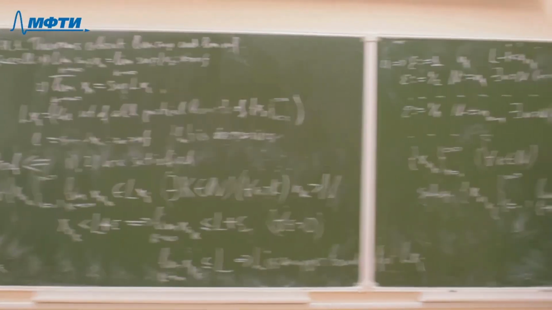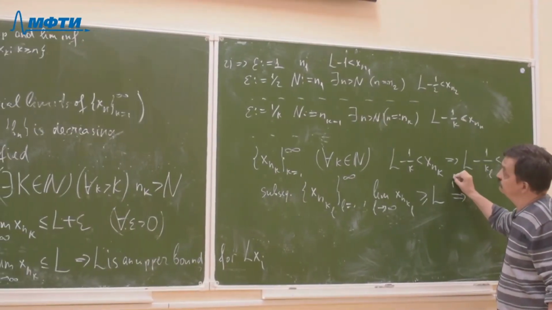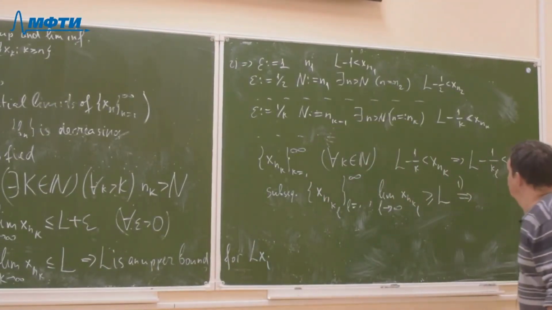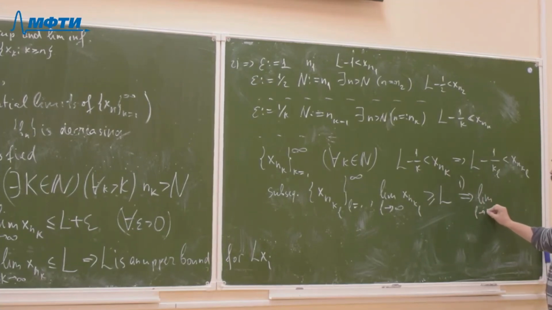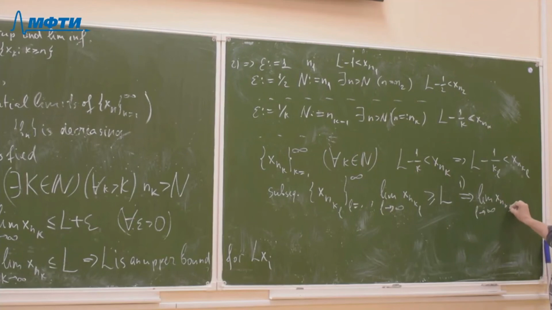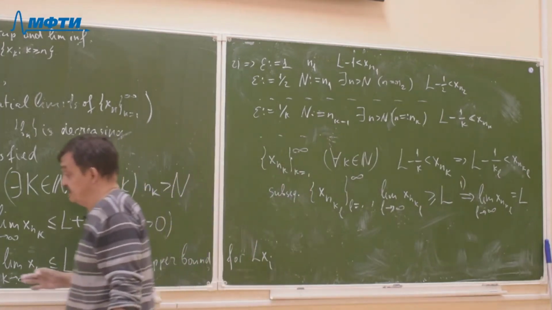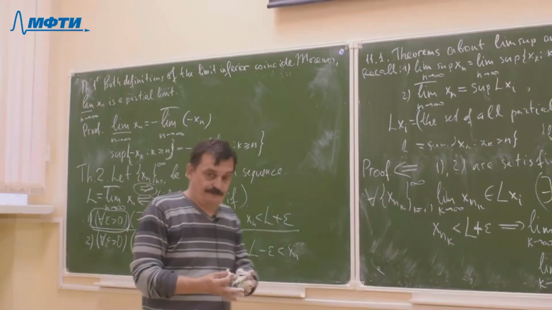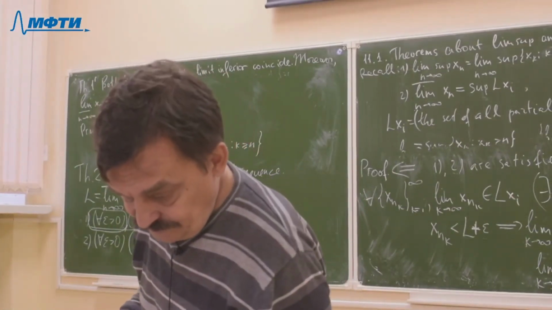So, from the first part, I mean that one, we have the limit is equal to L, and what it means, L is the least upper bound, and the proof is over, right? That's it. Okay.